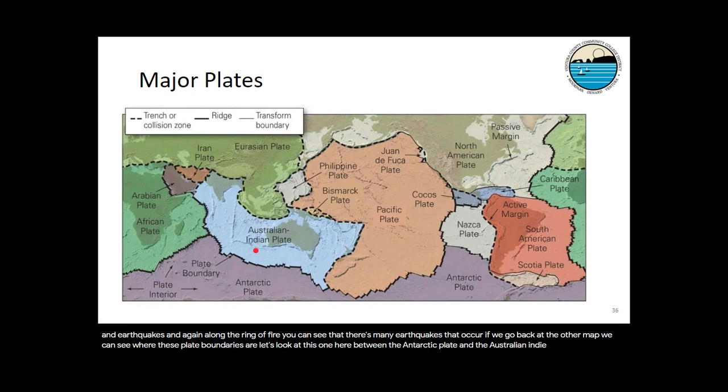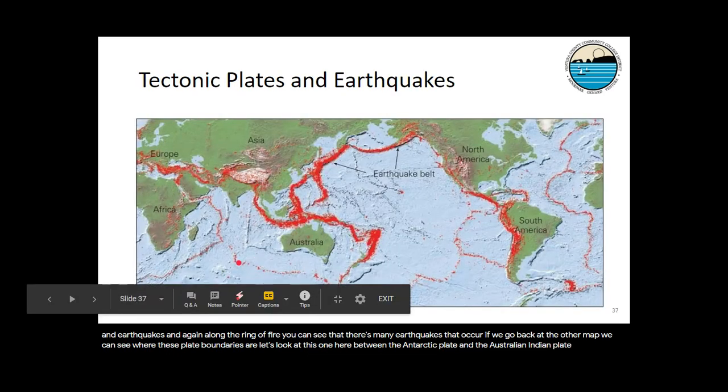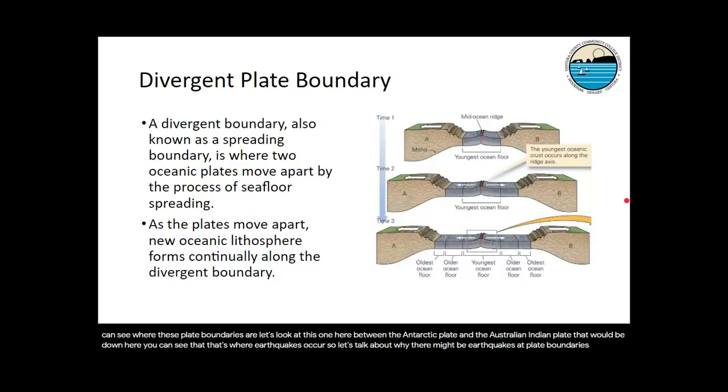So let's talk about why there might be earthquakes at plate boundaries. Okay, first let's talk about the different types of plate boundaries. First is the divergent plate, also known as a spreading boundary. It's where two oceanic plates move apart by the process of seafloor spreading. And as the plates move apart, new oceanic lithosphere forms continually along the divergent boundary.